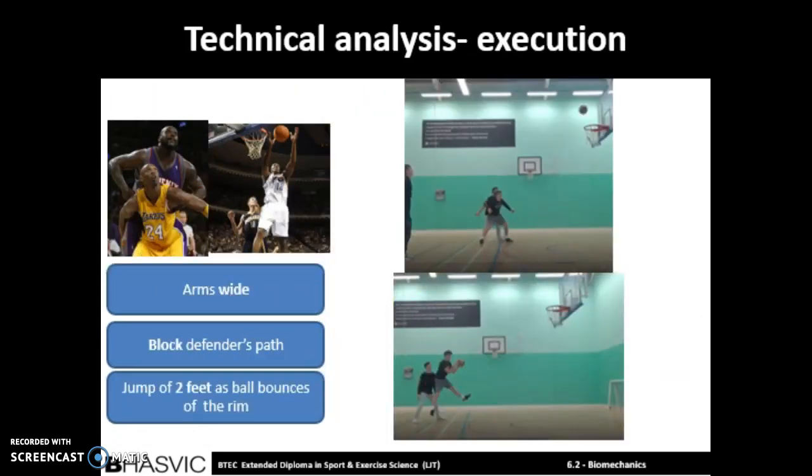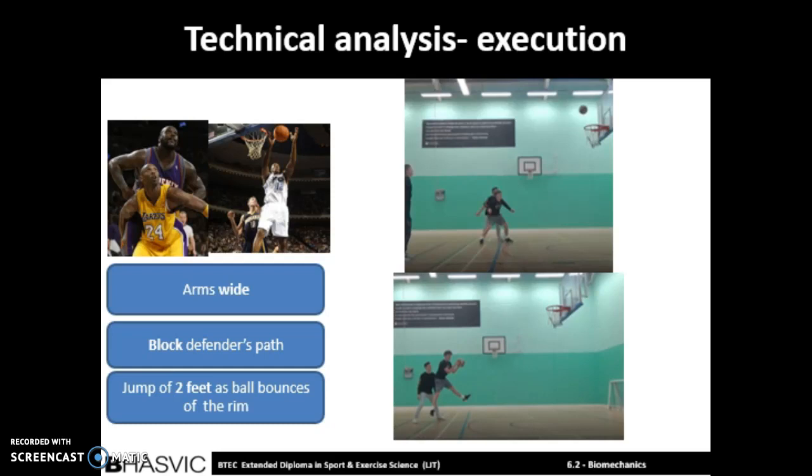The second stage of a box out is the execution. This is where the box out and the rebound occur. On the far left you can see the box out, where he is keeping his arms and his whole body as wide as possible in order to block his opponent's path, so he cannot get the rebound. Also, you can see that he's keeping a low stance to maintain a well-balanced position, so that he doesn't get pushed over or fall over.